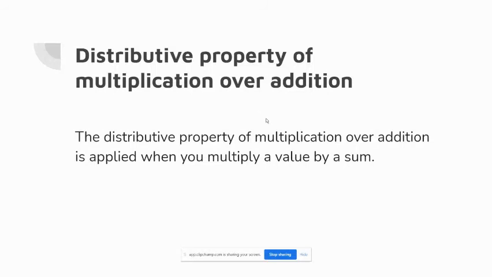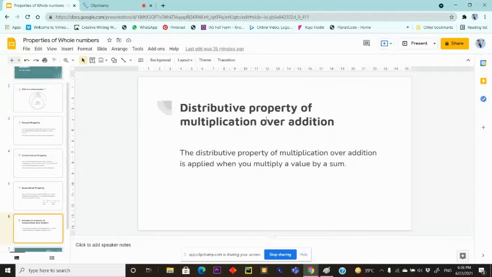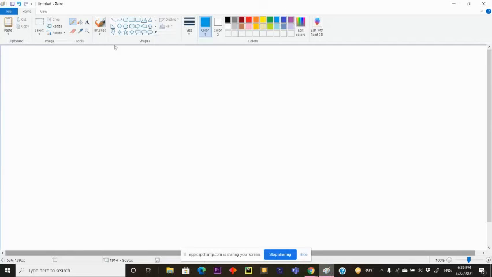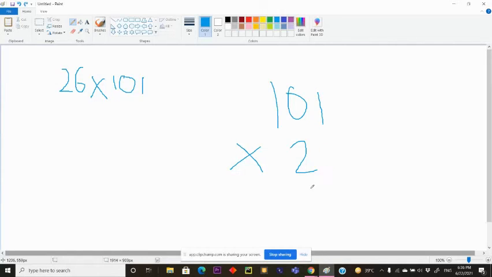The distributive property of multiplication over addition is applied when you multiply a value by a sum. What do you mean by this? Okay, let's have a look. Maybe you want 26, your operation is 26 into 101. That's a big number. Do you want that old traditional way? Do you want a fast trick to do that? That is what distributive property is about. Isn't it fun? The properties are teaching us tricks.